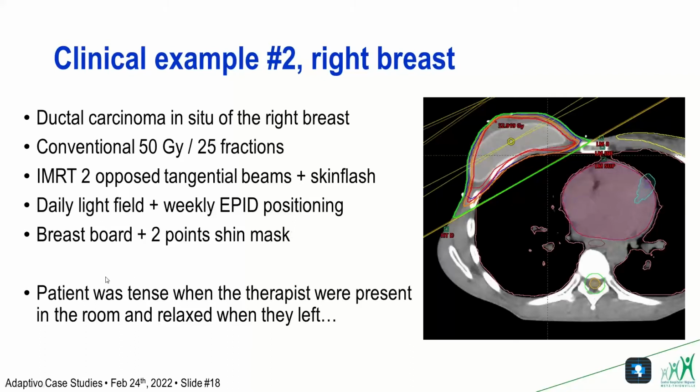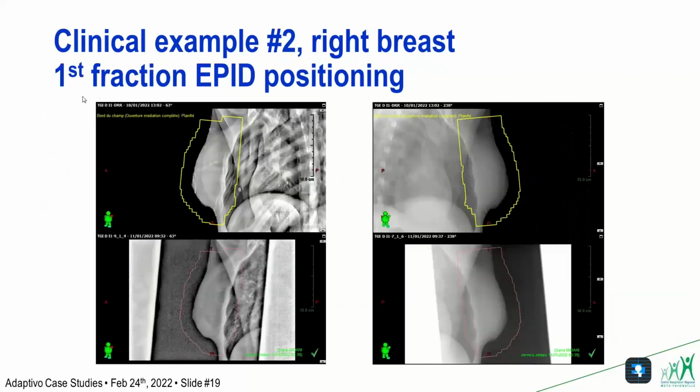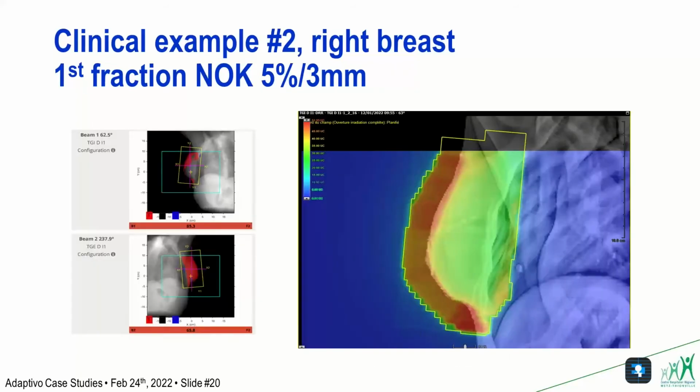The problem here was that the patient was tense when the therapists were present in the room. Then once they left the room, about 1 minute later, after the EPID positioning, the patient relaxed and the breast positioning was not correct. We will see that here. Here is the EPID positioning of the first fraction. It looks correct. But when we acquire the integrated images, you can see here that the gamma index was not correct at all, okay?